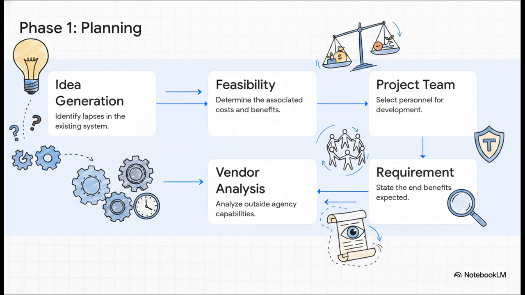Then you pull together a dedicated project team. After that comes requirement specification. This is a vital document where the exact objectives of the HRIS have to seamlessly match up with top management's overarching vision. Finally, vendor analysis. Let's be real, in-house development is usually way too costly and slow, so finding the right outside agency based on timeframe and their capability is a crucial step.